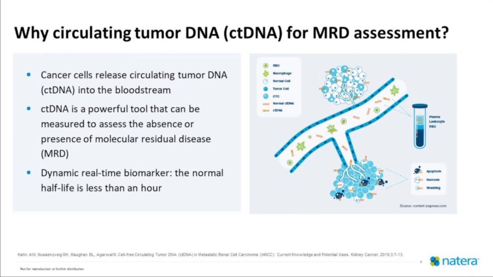Now, why do we use circulating tumor DNA for molecular residual disease? Why not use something like CEA? Why not use something else in the patient's blood like circulating tumor cells? Well, the answer is that cancer cells are releasing ctDNA into the bloodstream constantly. You can see here that this patient's tumor, located in light blue cells, is releasing the circulating tumor DNA into the bloodstream over time. And as we do that, it's very sensitive and specific for that patient's tumor.